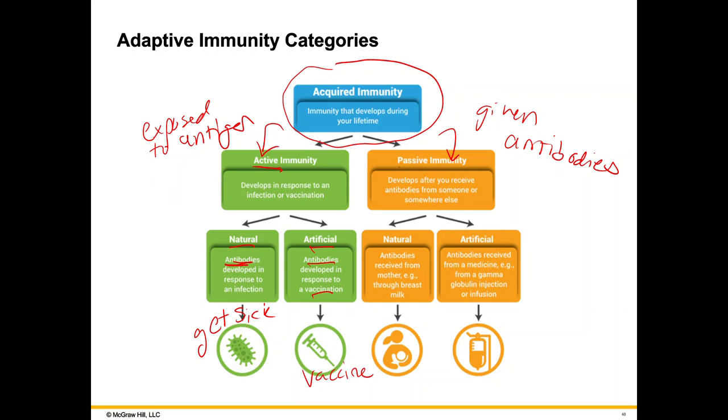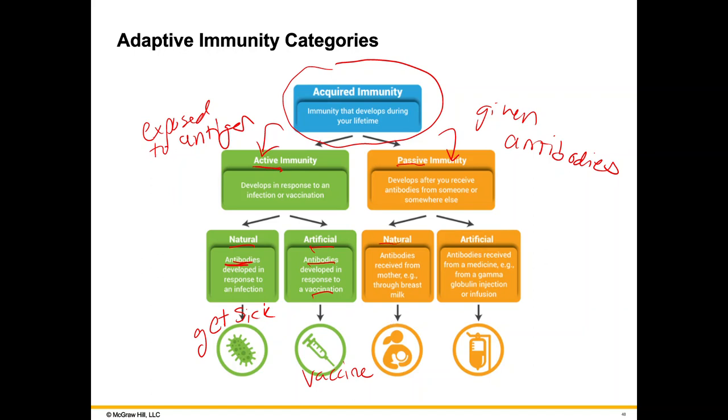In passive immunity, we're given antibodies. So note that difference here, passive and active. In passive, we're given antibodies. Active, we're given antigen. And then that passive immunity can also be subdivided into natural and artificial, just like active was.